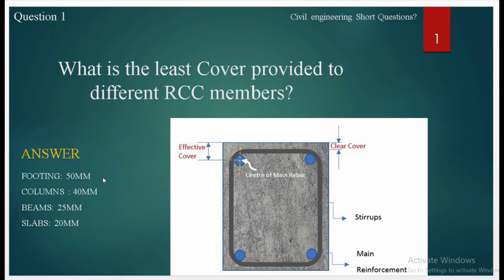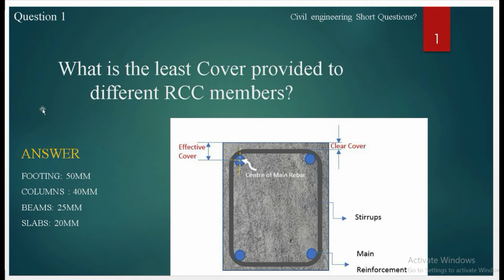So the most amount of cover is provided at the bottom in the footing, and as we move towards the upper side of the structure, at the top of the structure, the cover decreases, and the loads also decrease and the hazards also decrease. So from the bottom it's the most, towards the top is the least. So 50 mm for footings, 40 mm for columns, beams is 25 mm, and slabs is 20 mm.